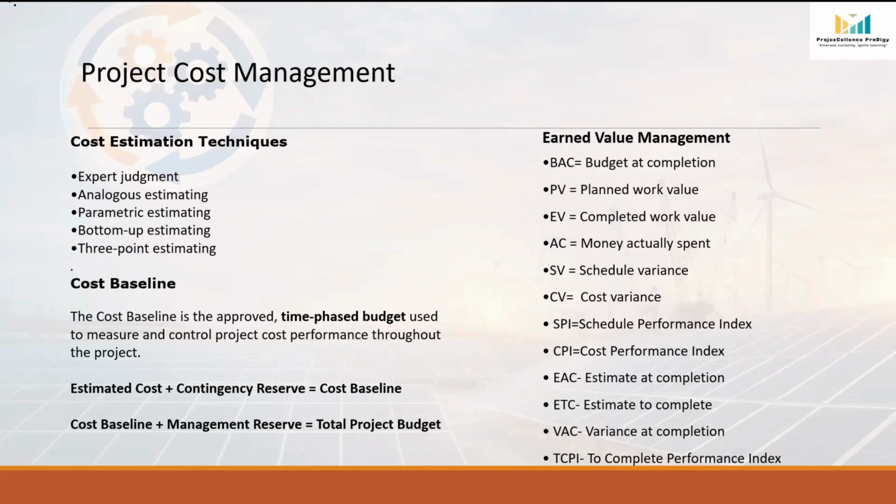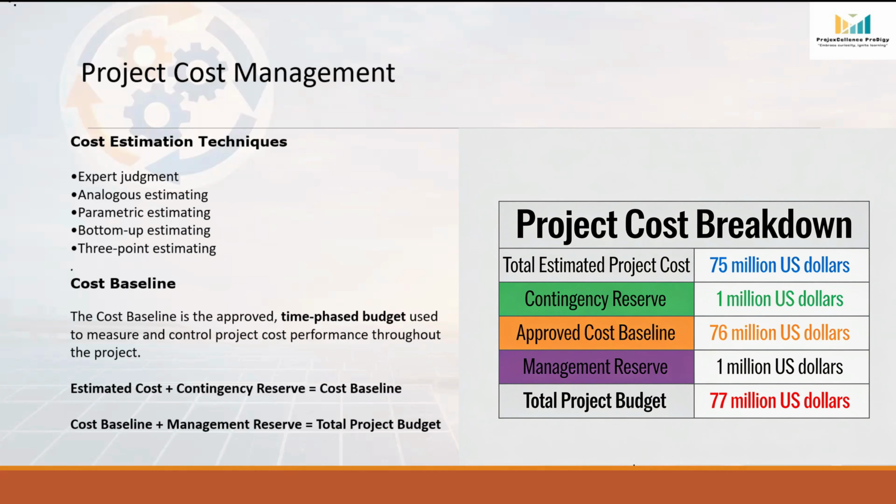As we discussed earlier, for our power plant project, the total estimated project cost is 75 million US dollars. Since the project has some identified risk, the management approves a contingency reserve of $1 million. So the cost baseline becomes 76 million US dollars.